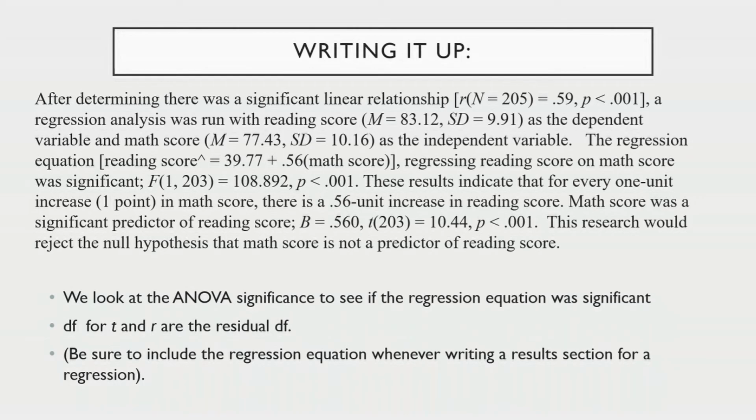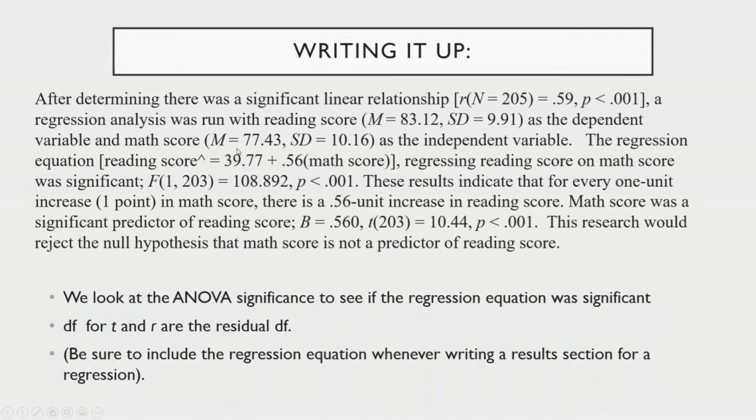If we wanted to write this up, we could, and I'm not going to spend too much time on writing it up because we're going to break it down in our next slide, but this is how we want to write it up. The first thing we want to do is confirm that we did find a significant linear relationship, and we want to present our R, or our correlation coefficient. We always present our descriptives, which are right here. We have our reading score mean and standard deviation, and our math score mean and standard deviation, the independent variable. The regression equation we always present. This is very important.